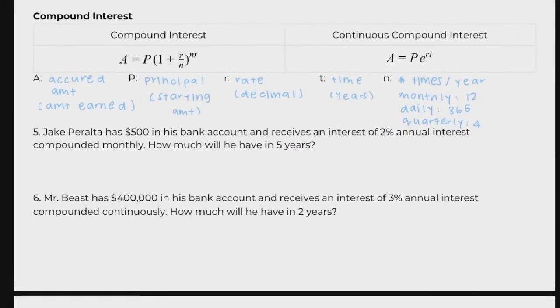Okay, so number 5 says Jake Peralta has $500 in his bank account and receives an interest of 2% annual interest compounded monthly. So since it tells us that it's compounded monthly and not continuously compounded, that means we're using the first equation. And it's asking how much will he have in 5 years. So we can plug it into the first equation. His starting amount is 500.